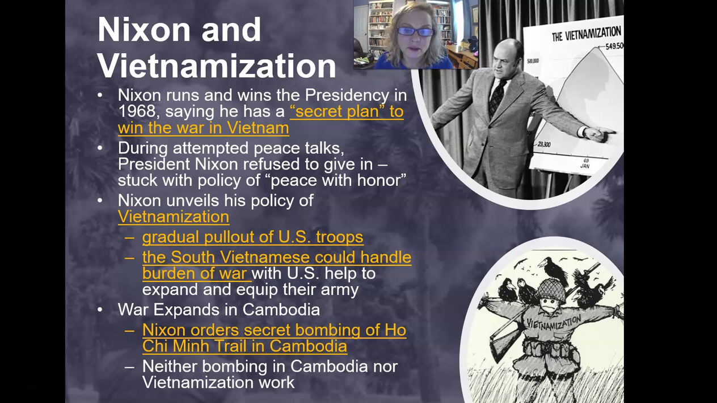People didn't see a reason for the United States to really be involved in that. So Nixon at first attempts to negotiate with the Viet Cong, and it doesn't go well, and he has to figure out a way to leave Vietnam with peace with honor. And so he unveils a plan called Vietnamization. It was a gradual pullout of U.S. troops. He felt the South Vietnamese could handle their burden of war, and we could just supply them weapons and things like that. He tells the American public he's going to do this, so everybody's all for it. They're going to pull out of Vietnam.